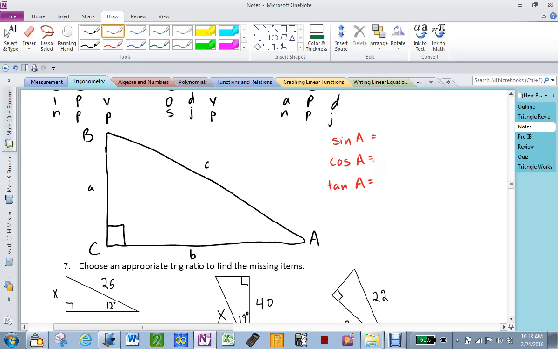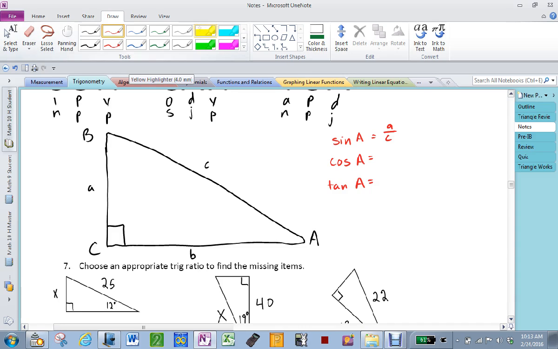Do the ratios for A. So A is now our theta, isn't it? Sine is opposite over hypotenuse. What's opposite of A? Little a. What's the hypotenuse? Little c. If there were numbers, what would we write there instead of a and c? The numbers. Is trig complicated? No. Not even a little bit.